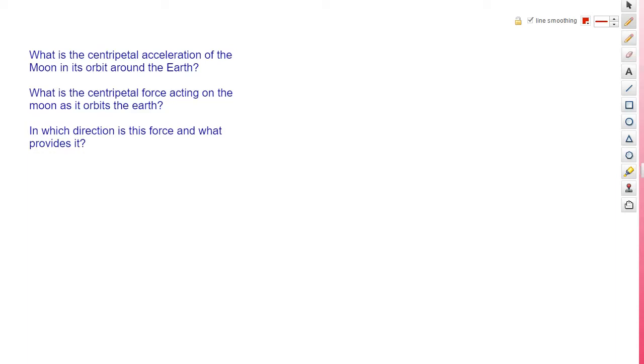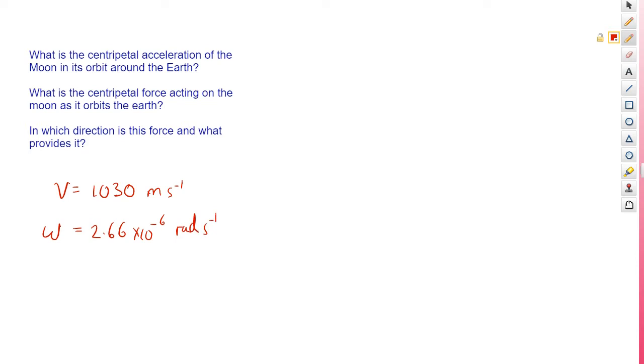Before we look at some more tricky examples and some exam questions, let's go back to the moon just to apply these equations and see what's going on. Remember, when we studied the moon and its circular motion, we found its orbital speed was about 1 kilometre per second, 1030 meters per second. We found its angular velocity was 2.66 times 10 to the minus 6 radians per second.